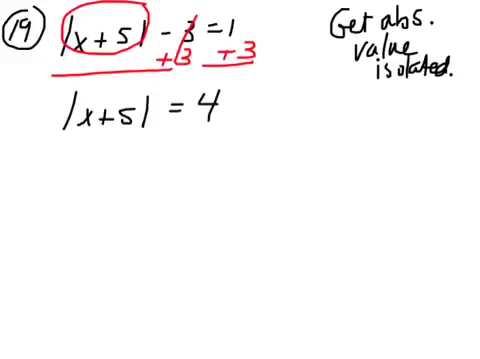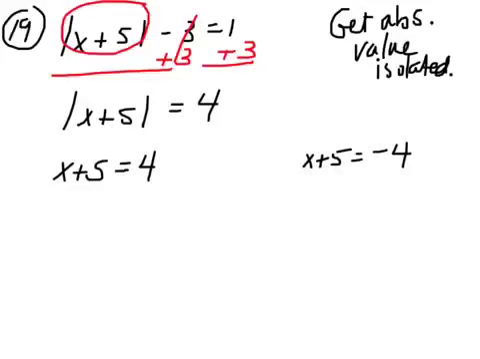Well, now when we get it to this point, it's just like all the ones in the section above. If I've got an absolute value equal to 4, that means the distance away from some point is 4. I'll take the x plus 5 that's inside, and I can say it's either x plus 5 equals 4, 4 units away from some point, or x plus 5 is 4 to the left, and we represent 4 to the left with a negative 4.